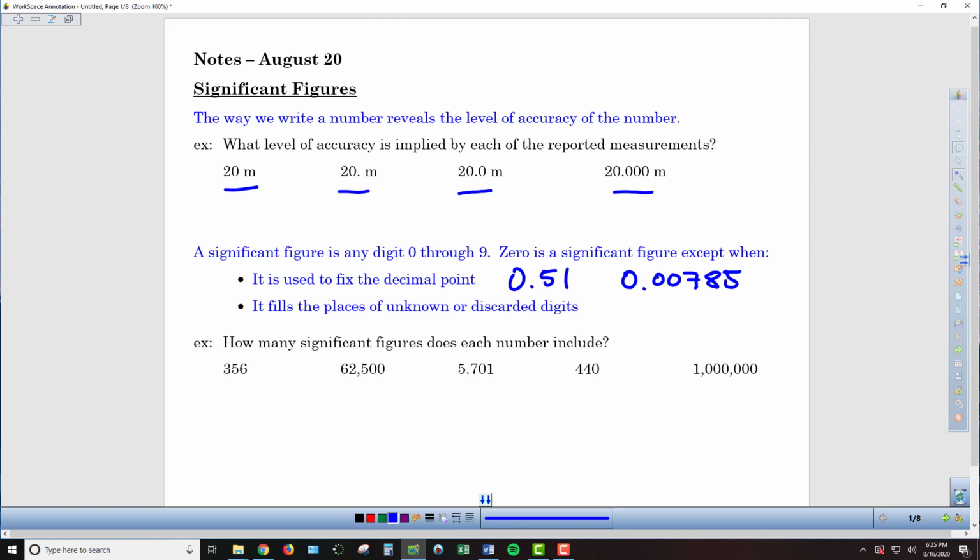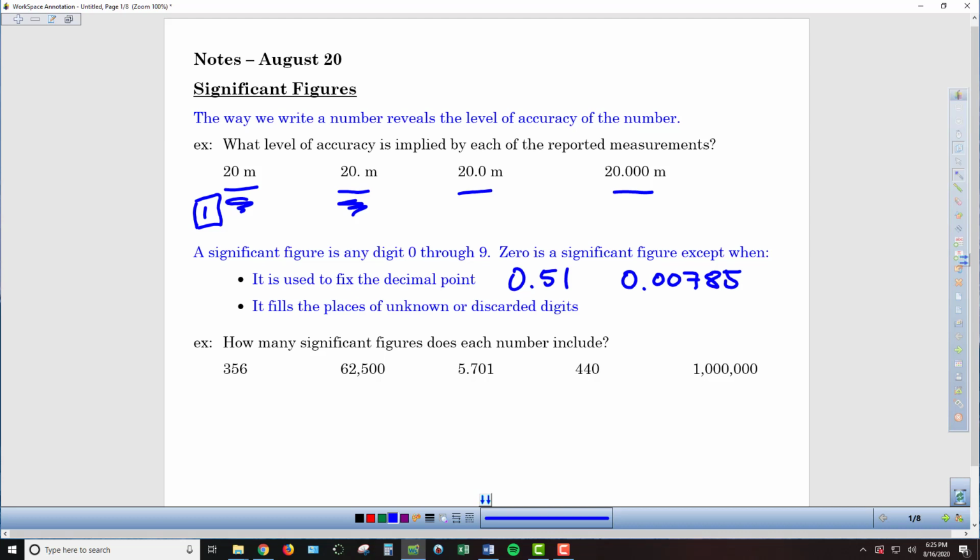And then the other time zeros are not significant is if they are filling the places of unknown or discarded digits. And that really gets into the difference between these first two examples up here, the 20 with and the 20 without the decimal point. In the case of the 20 without the decimal point, what we're saying is that 0 is holding the place of a discarded digit, meaning it is not significant. So in this first one here, we really only have one significant figure. We're only accurate to the tens place.